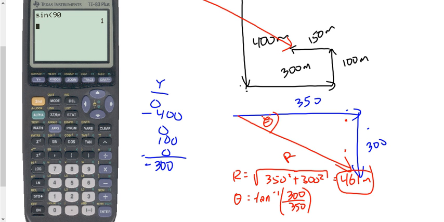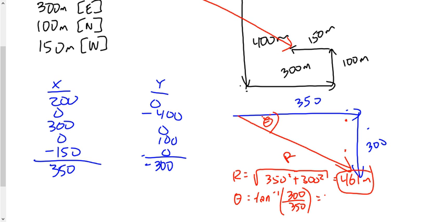So I'm good here. I'm going to say second function tan, inverse tan of 300 divided by 350 ends up giving me an angle of 40.6 degrees. Now how would I express that? 40.6 degrees. What of what? Forget about of. What from what?